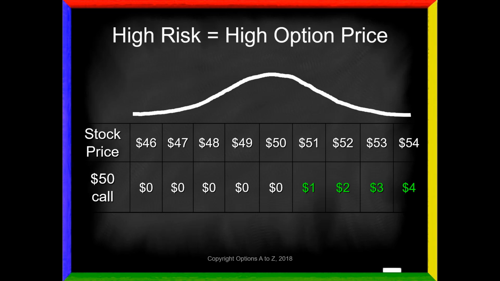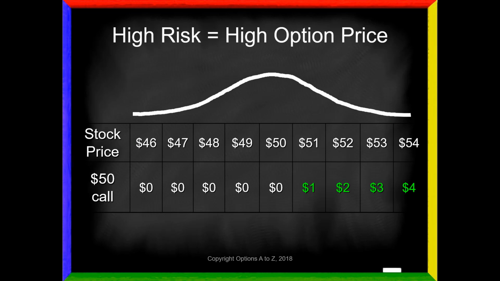So let's take that same stock trading right at 50, right at the center of that bell curve, but we're going to pump up the volatility. That curve's going to get very flat and wide. And now the stock might fall down to 46, it might rise all the way up to 54. What's it going to do for our potential option prices now?